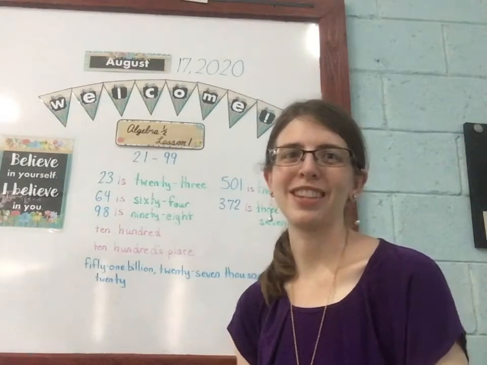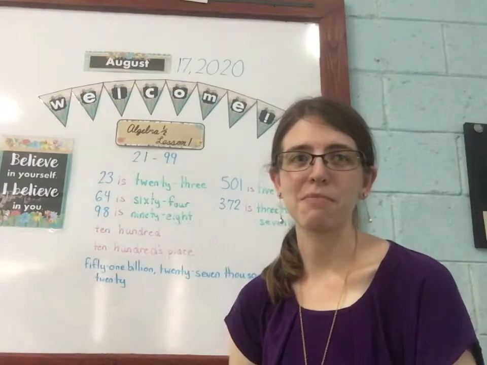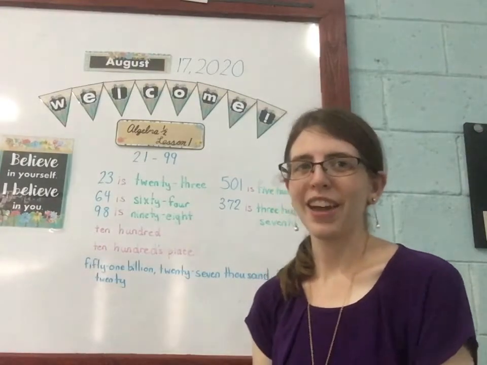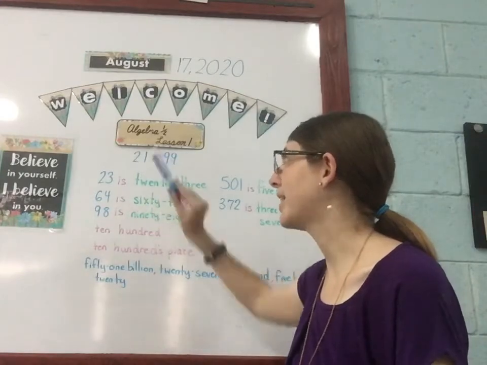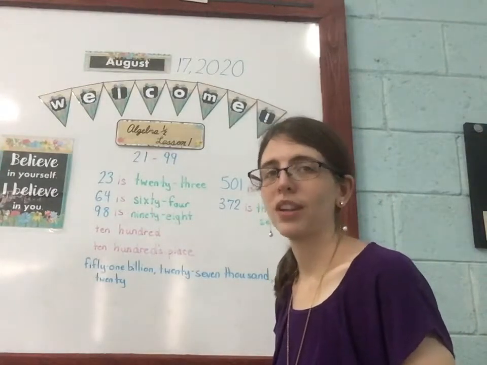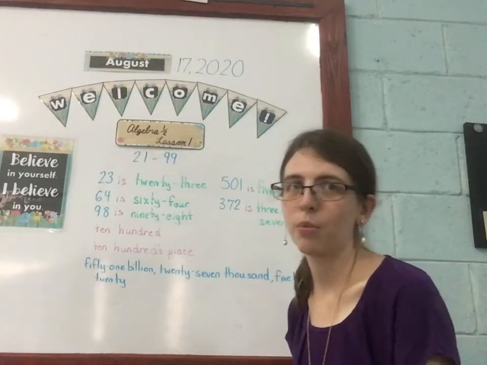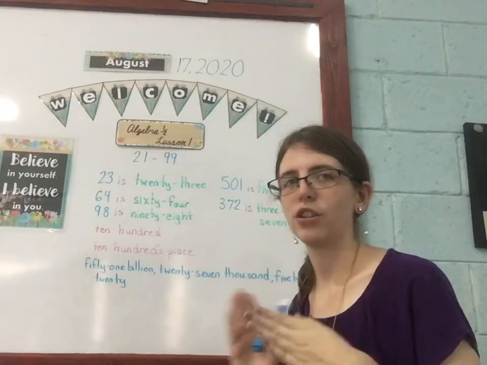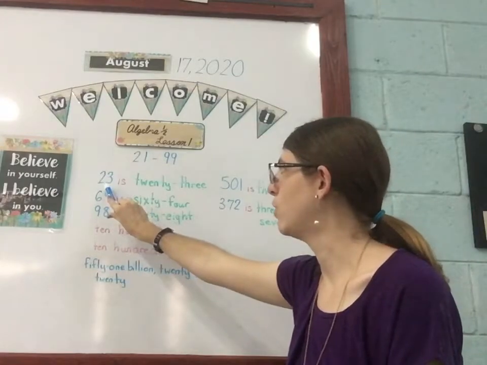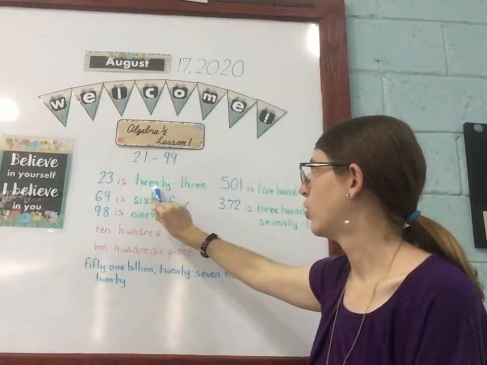Pay careful attention to these rules and guidelines about writing numbers, and that will help you a lot. Okay, when we have the numbers from 21 to 99, when you write them out as words, you hyphenate the words. That means you put that little line right in between the two words. For example, 23 is written twenty-three.